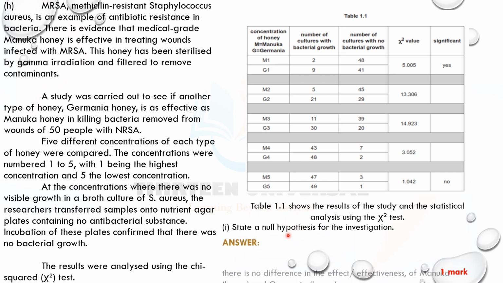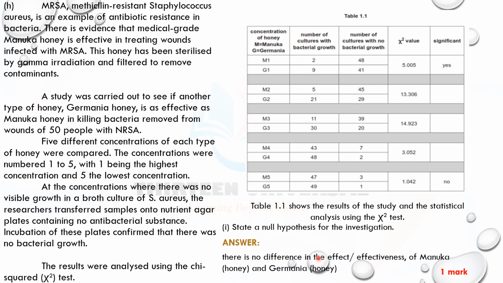So look at it here. That's what it said. There's no difference in the effectiveness of Manuka and Germania. So the null hypothesis is always a negative hypothesis. It says no difference, no difference. When you say null, remember to say no difference. All right, let's go on.